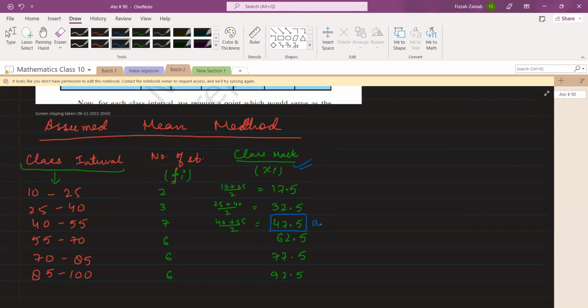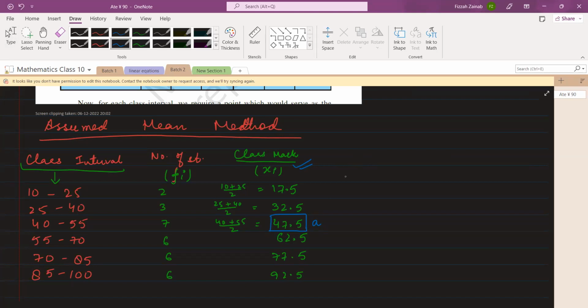Now please make note of one thing. You can also assume 62.5, or you can assume 77.5. There will be no change in the answer. You can check yourself later. So something from the middle you can choose. You can choose 47.5 or 62.5, but you denote this by A. Is that clear? So the next column is where we find the deviation.